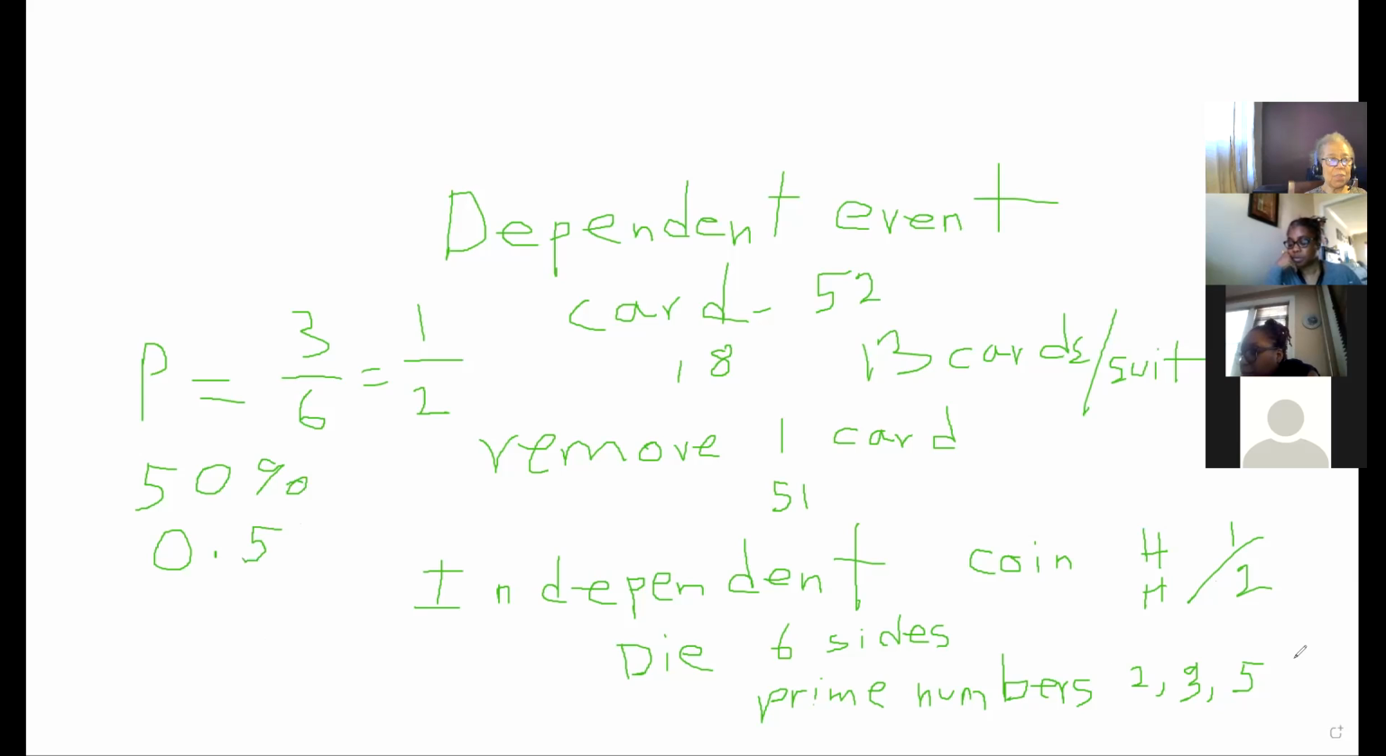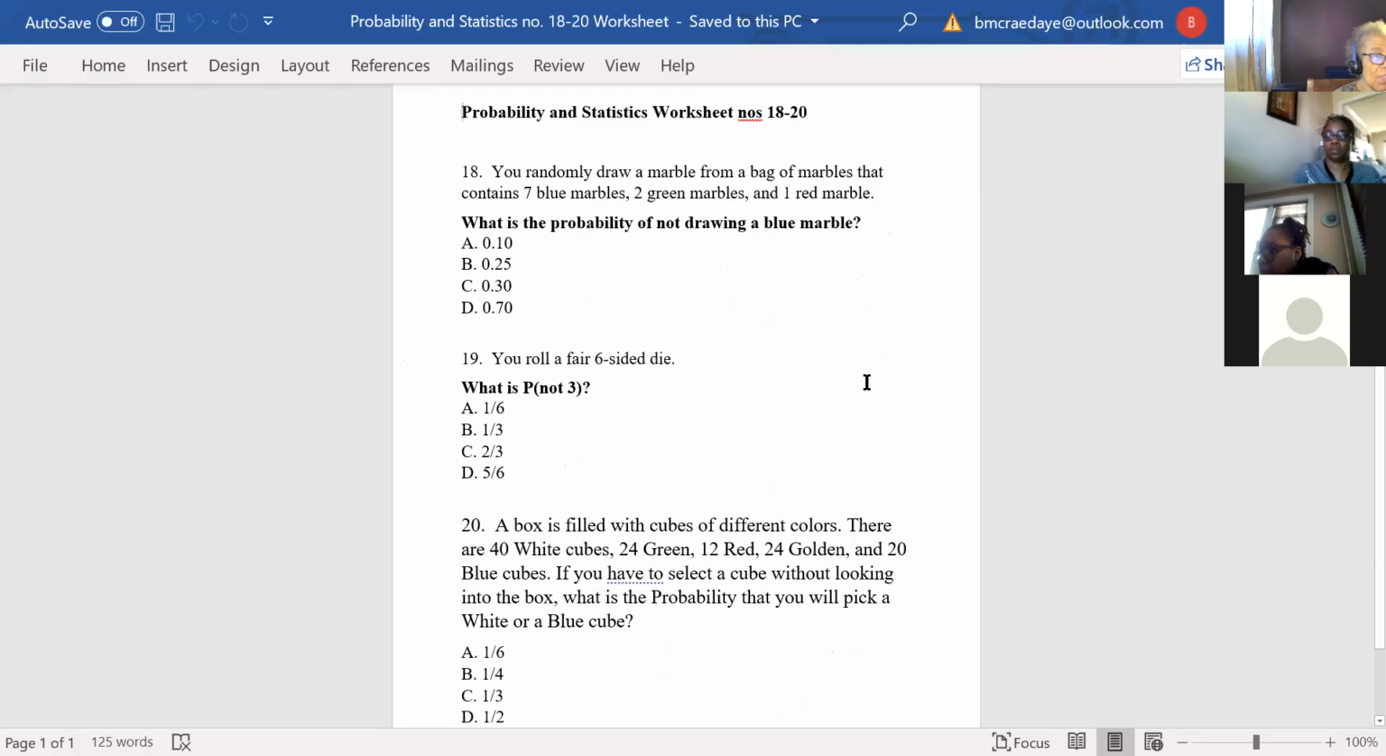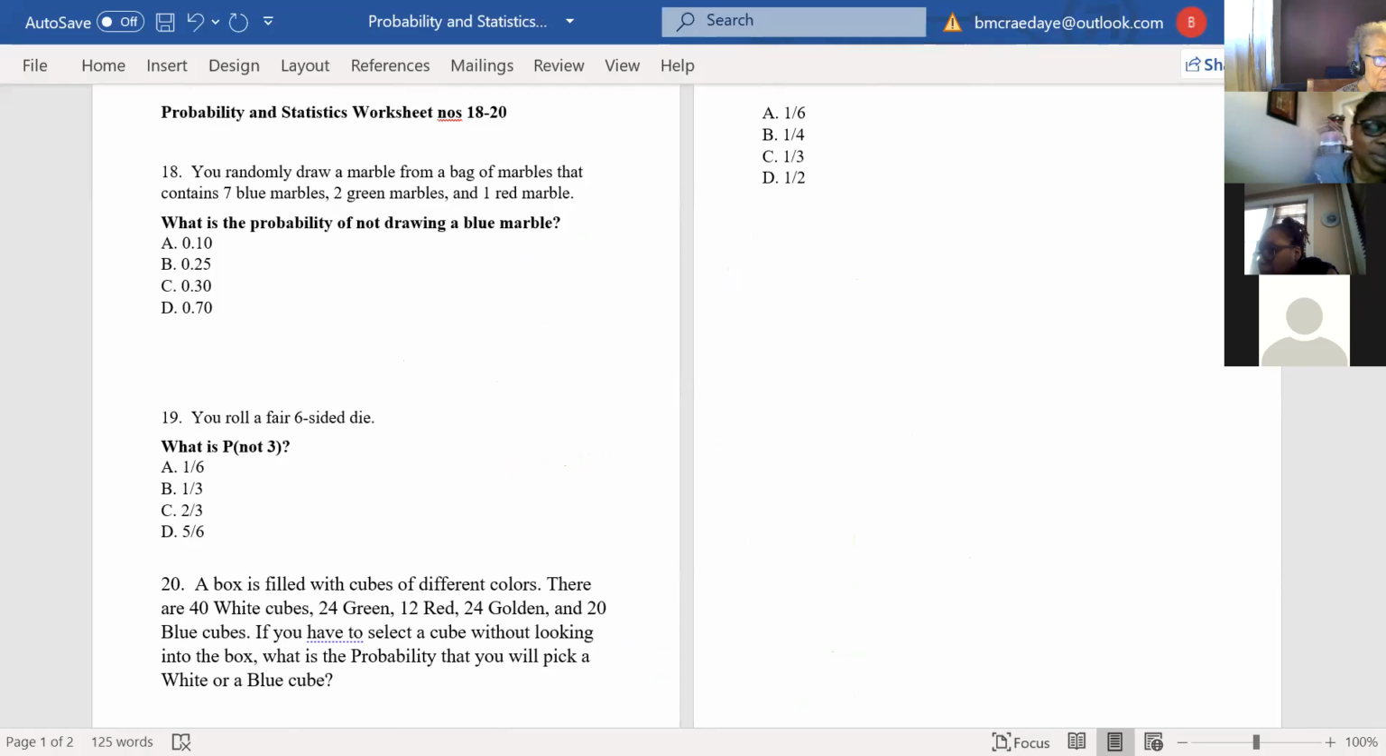Any questions now on dependent or independent events? Okay, so let's go back now to what we were doing. 18, I think we did one of these. Okay, Vanessa, did you do number 18? No, Miss Barbara. Okay, Maureen, did you do number 18? I did number 18, but I don't know if I did it right.